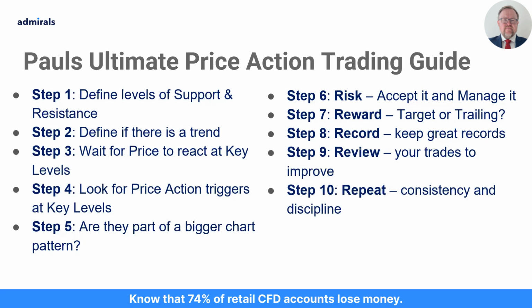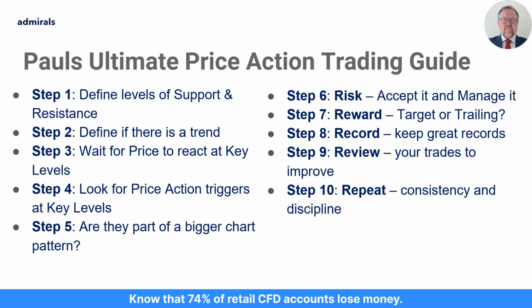So step three is to wait and see how price reacts at those key levels. Those key levels might well be the support and resistance you've drawn in from step one. They might be things like big round numbers, or dynamic support and resistance off moving averages, if you choose to use those on your own charts. What we're looking for is the reaction at those key levels.